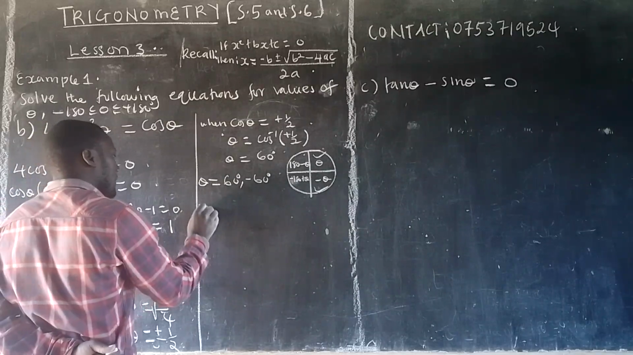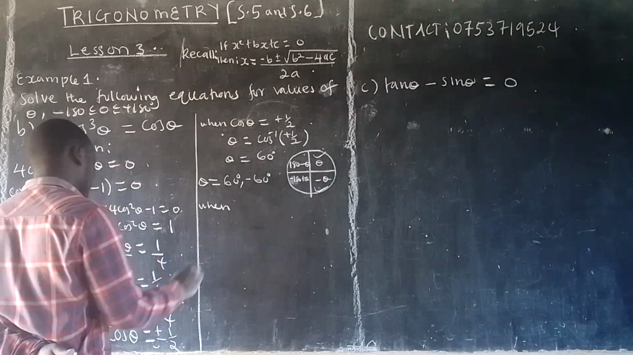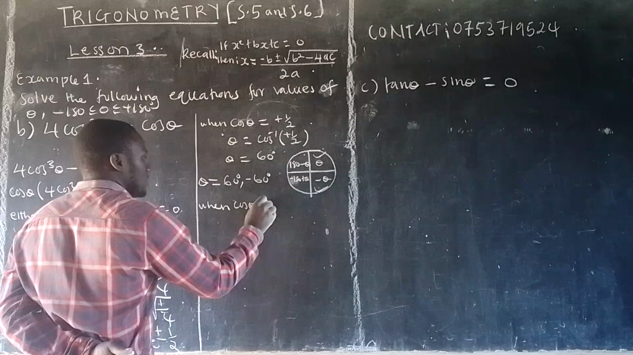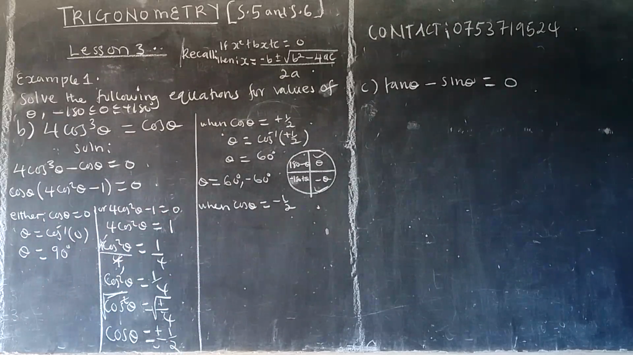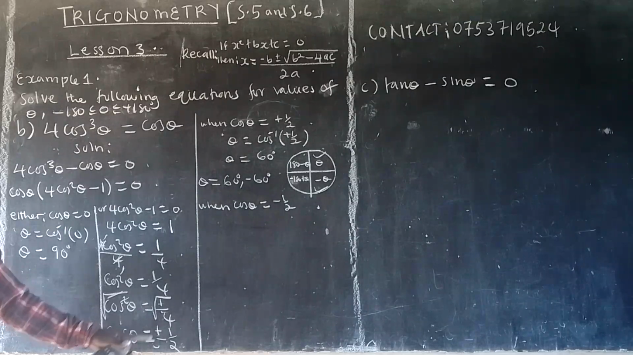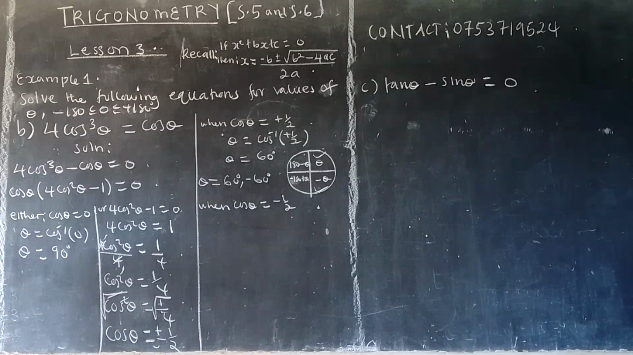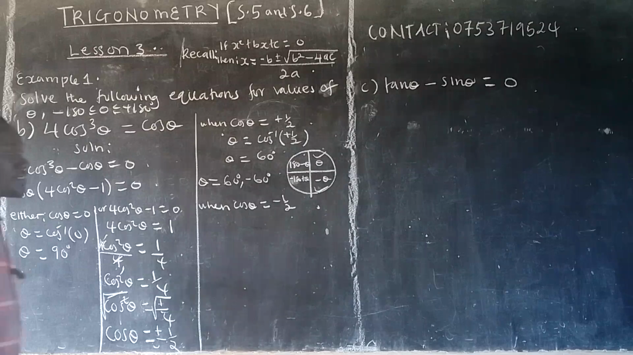Okay, also when cos theta is equal to negative half. Please, you must handle both cases. Most students make mistakes. After getting a root of a quarter, they will just go directly with positive half. Then some answers.